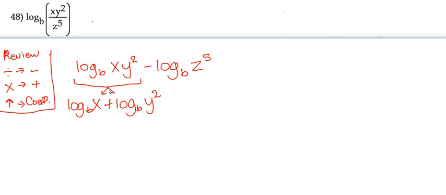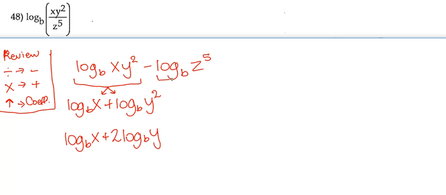Now remember, we're only working with this log right now. So that turned into two separate logs, giving us log base b of x plus log base b of y squared. Log base b of x has nothing else that we can expand, so that's just going to stay the same. And then log base b of y squared has an exponent, and we know exponents can turn into the coefficient of that log. So we're going to bring that out in front, giving us 2 log base b of y. And now this is something that we can't expand anymore, so we're done here.